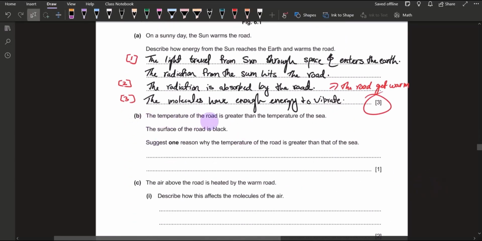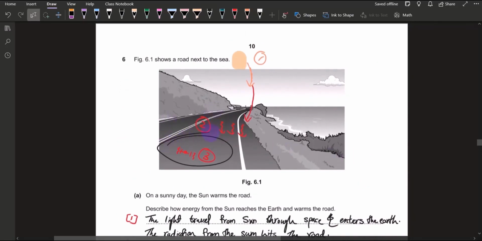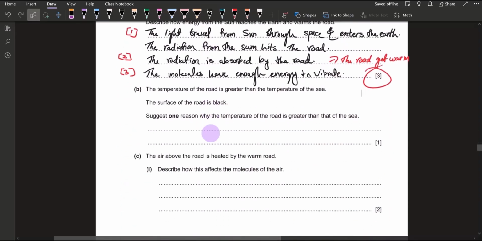Part B says temperature of the road is greater than the temperature of the sea. The surface of the road is black. Suggest one reason why the temperature of the road is greater than of the sea. As we know that black absorbs the most radiation and emits the least radiation from all the colors. So that's the one reason why the temperature of the road is greater than the temperature of the sea, because it has more radiation in it. So we can write the same thing in our own words, that black absorbs the most radiation, and we'll get 1 mark for this.